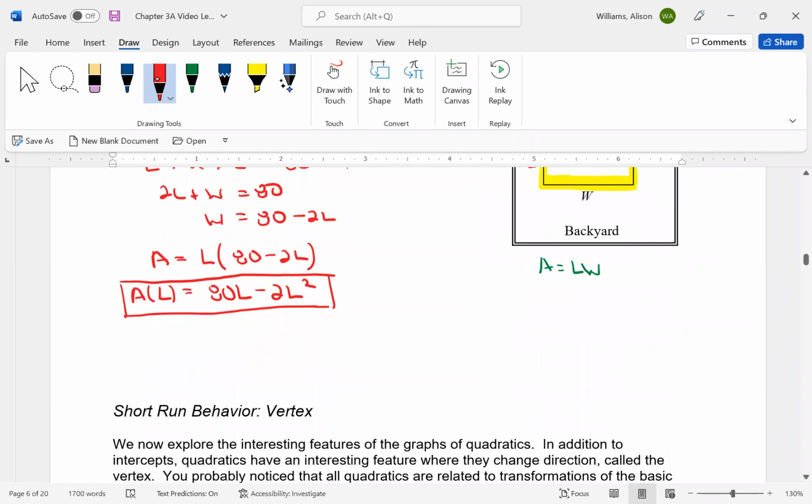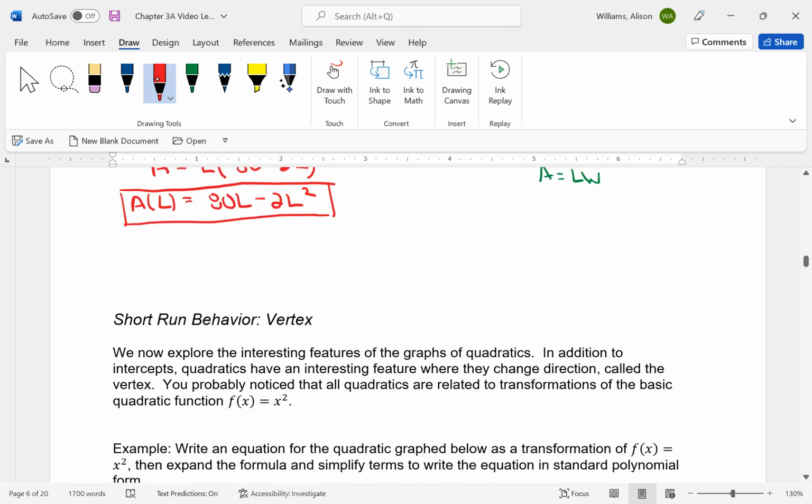Okay, before we do that, let's focus in on some specific points of interest for quadratics. In particular, we are interested in the short run behavior. That's how our book refers to it. And we're interested in a major point called the vertex. So the vertex is that turning point on the parabola. That point where it turns.